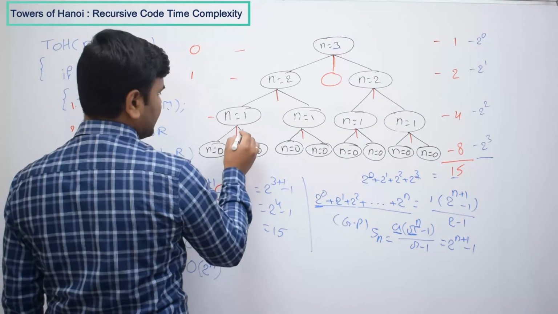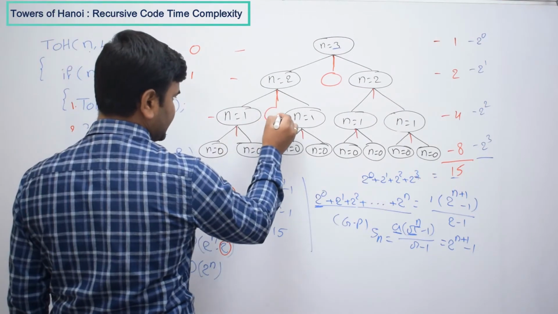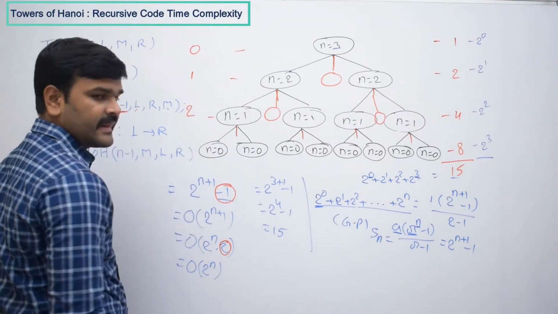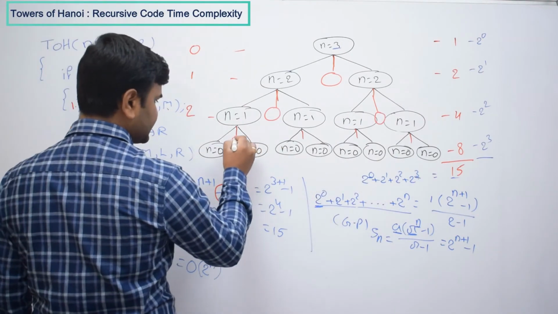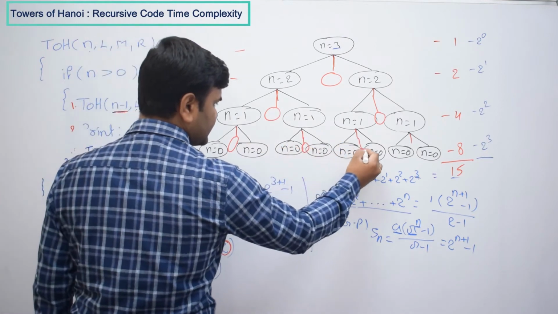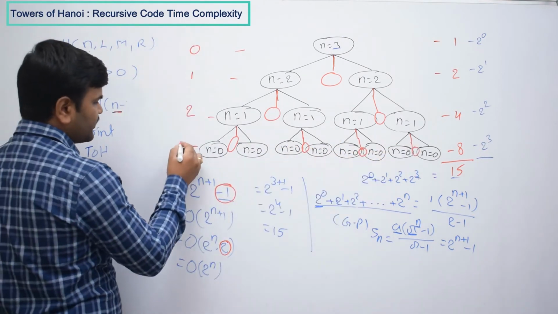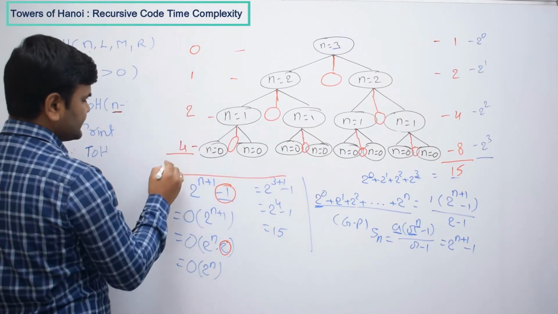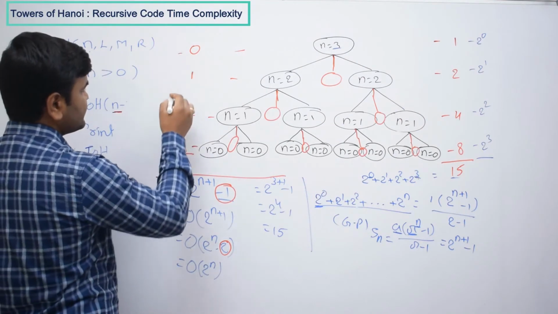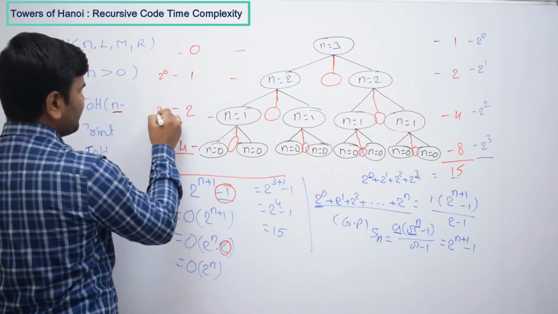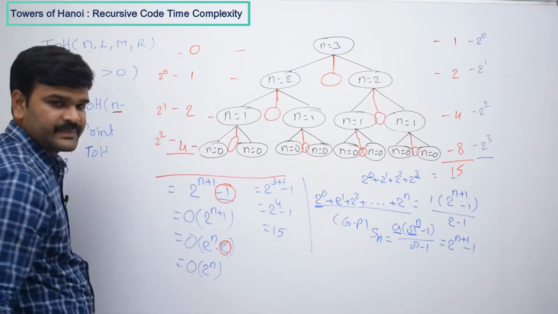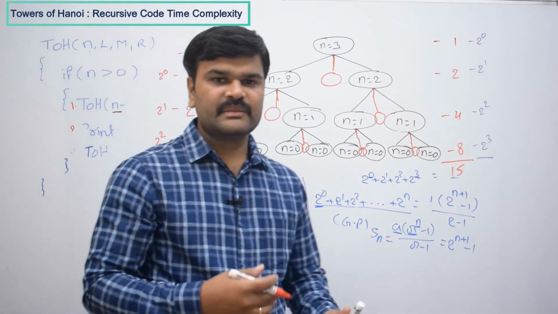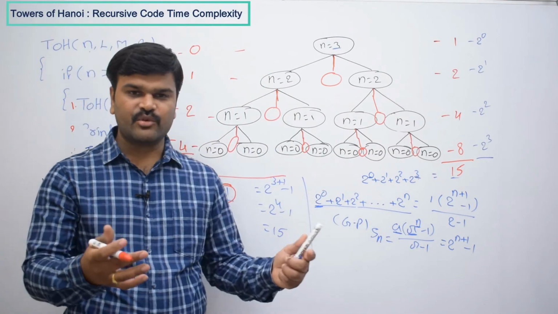Then in the next level, how many print statements are there? This is one print statement and here one print statement. So that is 2. And here, how many print statements are there? This is 1, this is 1, this is 1, so a total of 4 print statements are there. And this summation is what? You can also write it like this: 2 power 0, 2 power 1, 2 square. Okay, so a total of 7 print statements are there. That means 7 movements are there.